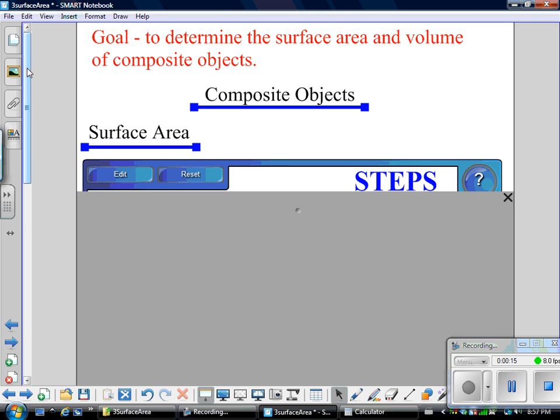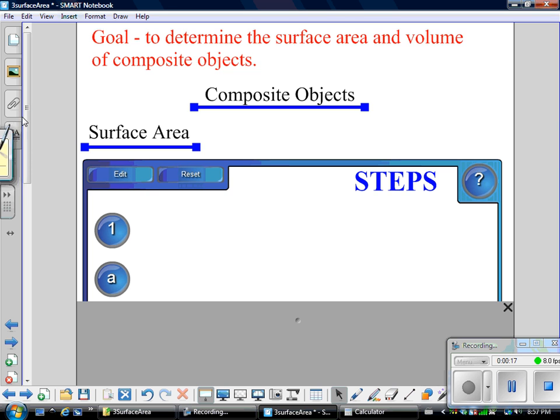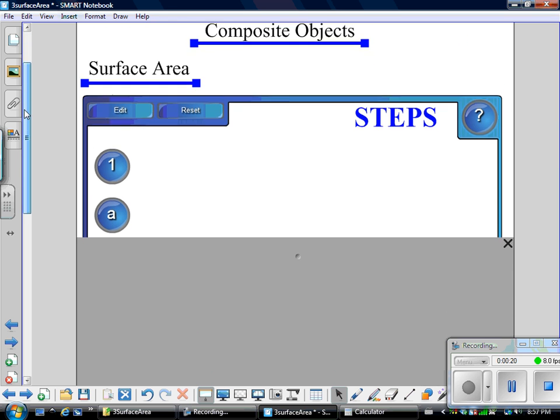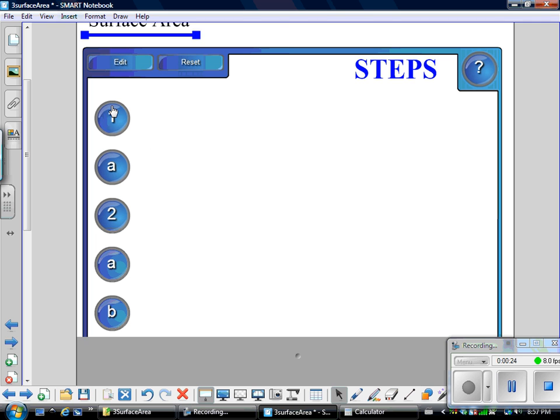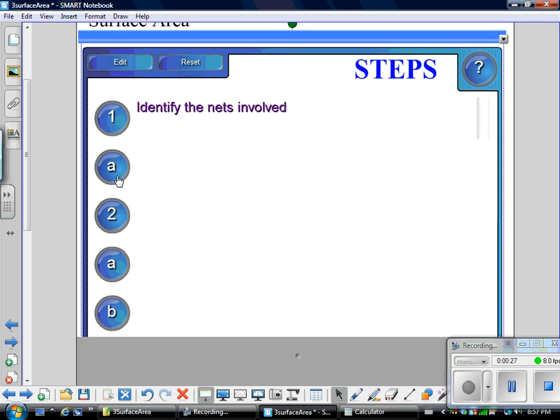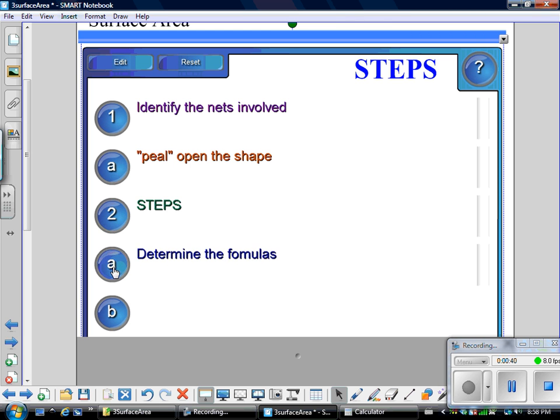Okay, the following are possible steps when we're solving for the surface area of composite objects. First of all, you have to identify the nets involved. When we're talking about nets, it's like if we took the shape and peeled it open, so that we can identify what shapes are actually in the peeling. So the steps would be to determine the formulas of those shapes from the peel, and then determine any unknowns that we might need to find.